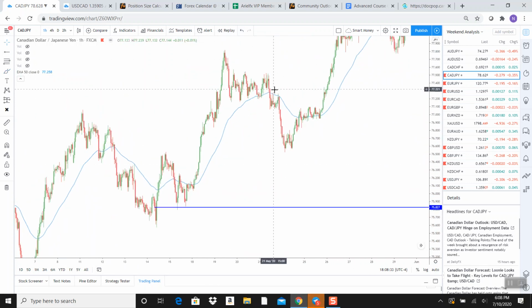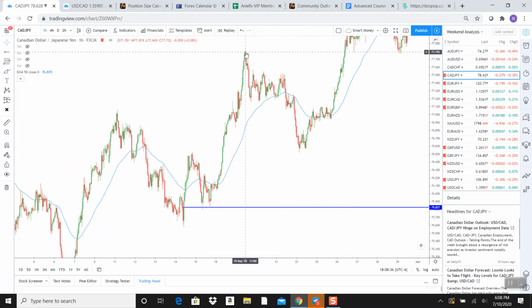We ended up making a higher high, and check this out. We made a higher high on the higher time frame. We broke this structure in here.